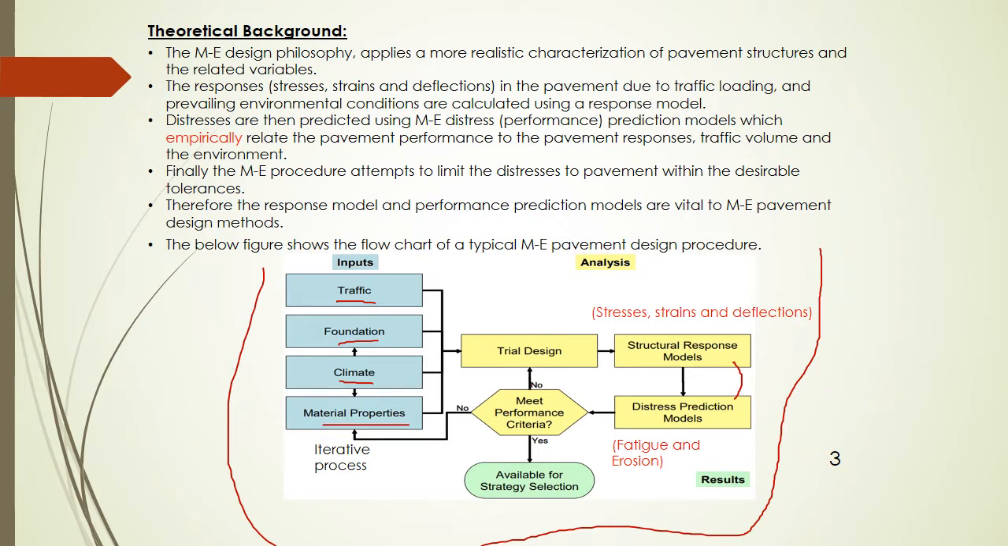In the PCA method, the two distresses that are taken into consideration are the fatigue and erosion. Finally, you have to check whether the distresses are within the allowable limits or not. If it meets the performance, then your trial design was right. If it doesn't meet the performance, then you have to increase the concrete slab thickness, then check again this cycle until you meet the performance criteria.